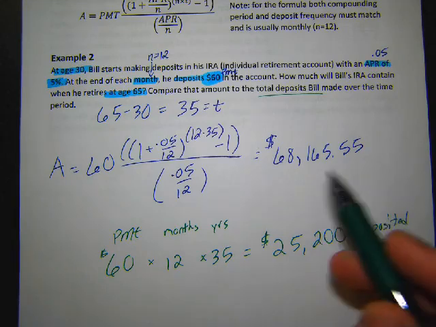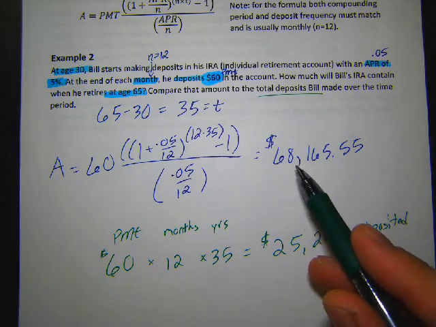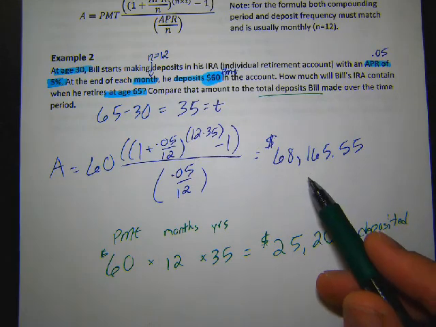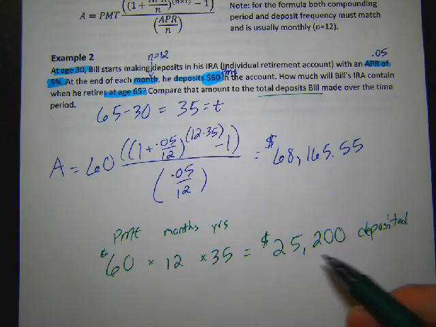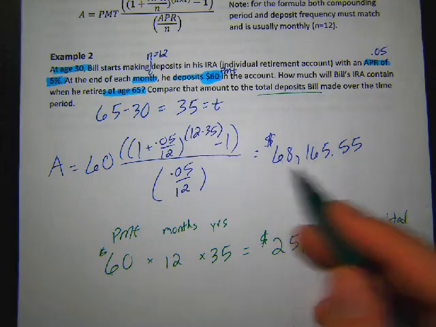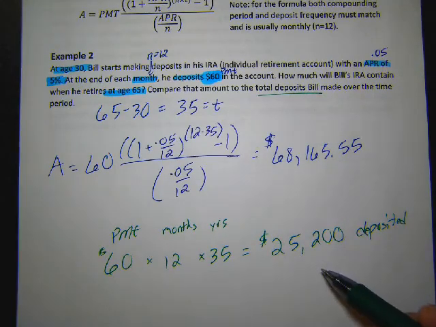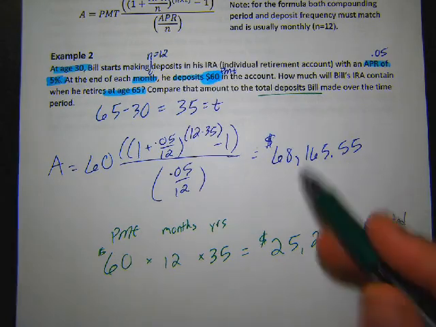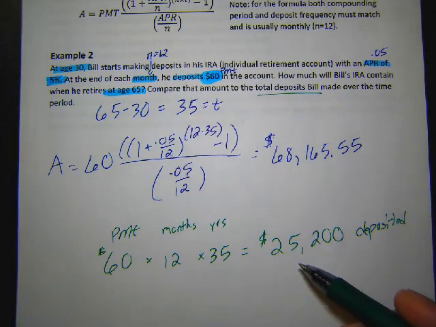So he ends up with another $43,000 because he deposited somewhere that earned interest. If he had been depositing a little bit more, or had a better interest rate, he could probably have even more money after 35 years. But this is a pretty good amount. That's more than double what he's actually deposited. So he made more in interest than he actually put away into this account.